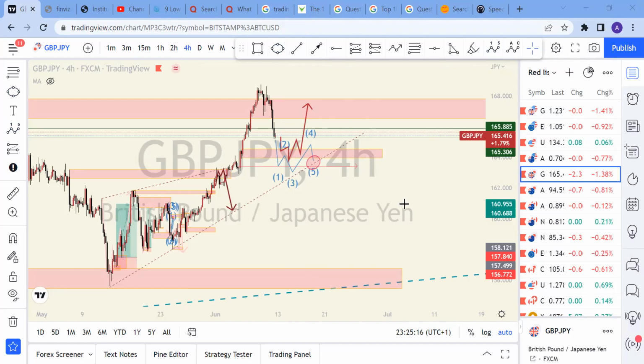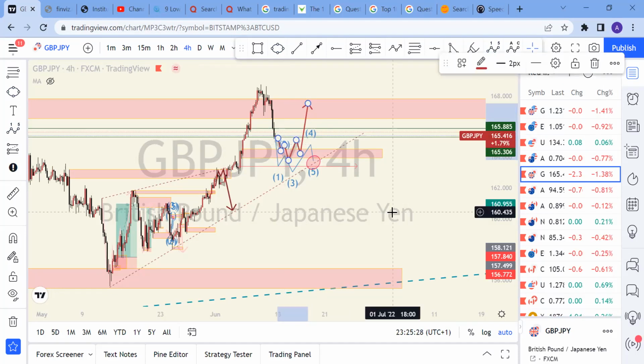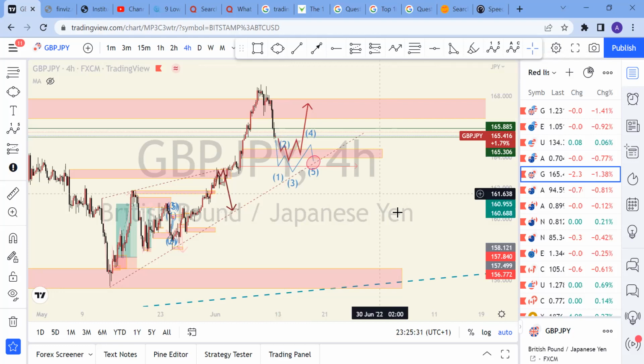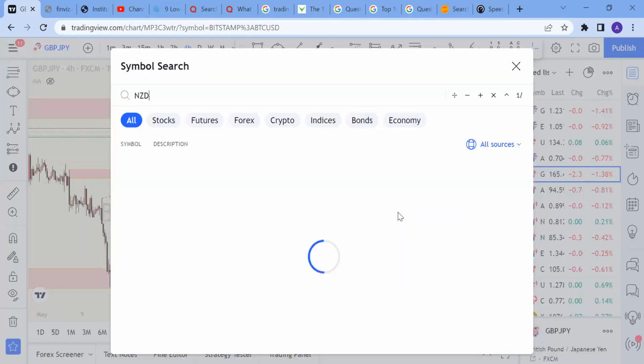So does anybody have any commodities they would like me to take a look at? I think we've done some of the majors. Then we've looked at GBPJPY, which is one of my favorites. So if you have any commodity you would like me to take a look at, please let me know in the chat box.